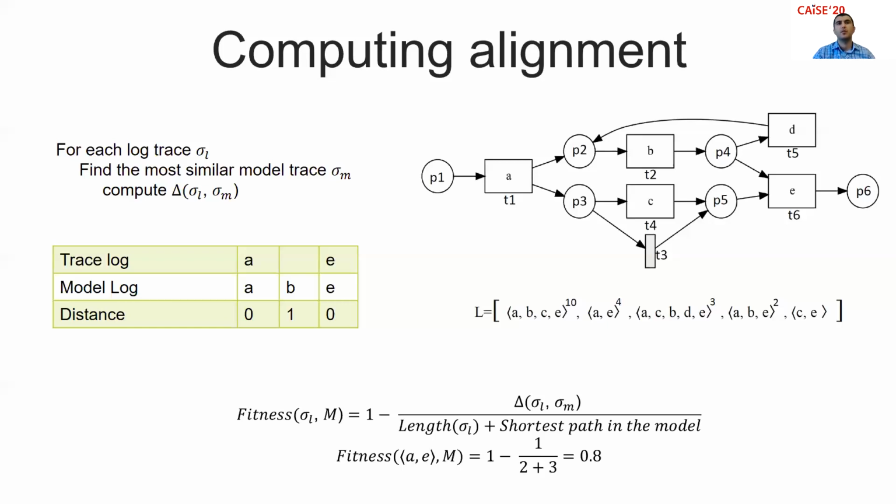We use the minimum distance according to the following formula to compute the fitness value. The denominator is the sum of the shortest path in the model, or the shortest model trace, and the length of the log trace. So the length of AE is 2 and the shortest path in the model is 3, and consequently the fitness of AE and the given model is 0.8. Of course, we can compute the fitness of a whole log based on the average of the fitness of the trace variants in the log.